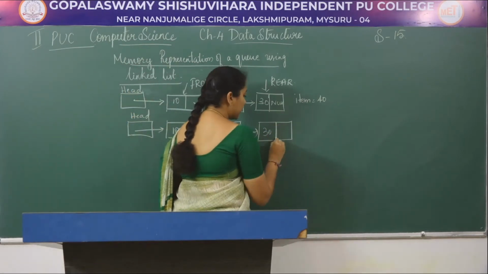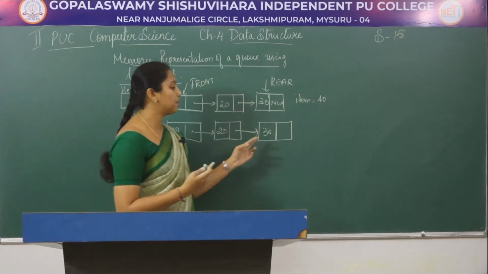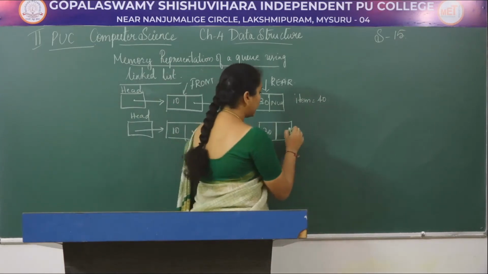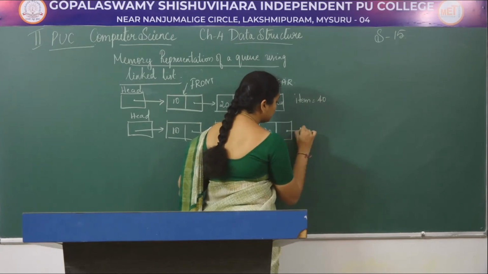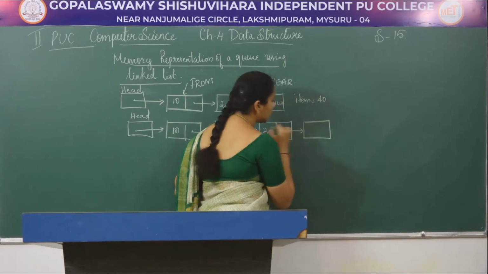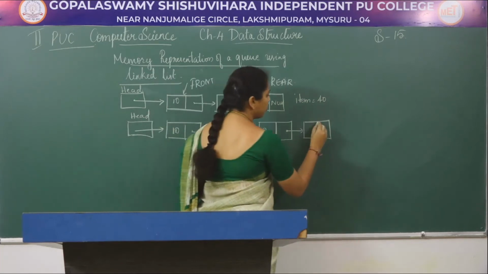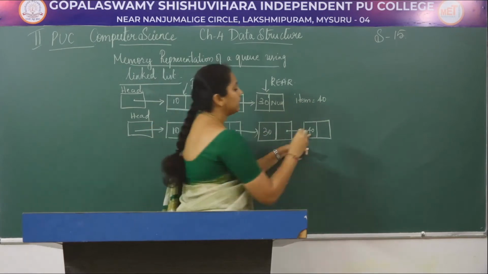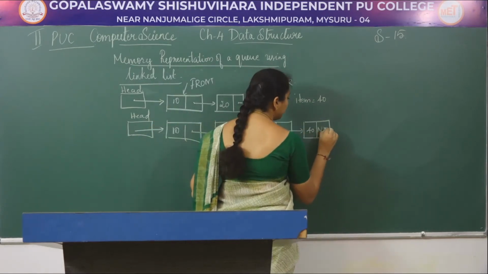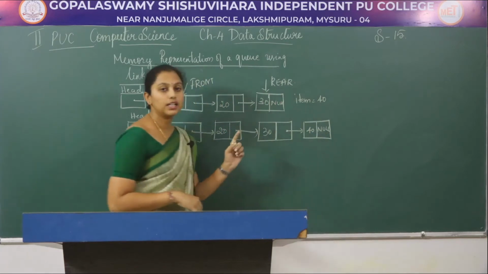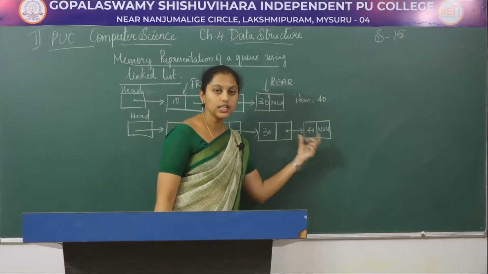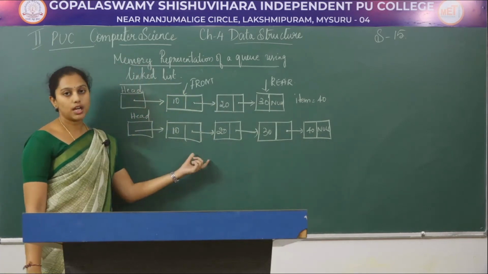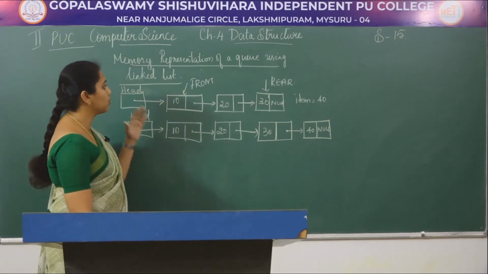This node contains two parts: the first part is a data part and the second part is a link part. In the link part I have to give a link to the next node by creating a new node. In the data part I insert the item, and in the link part I write null. Null represents the end of the link. So this is how we are going to represent a queue using a linked list.